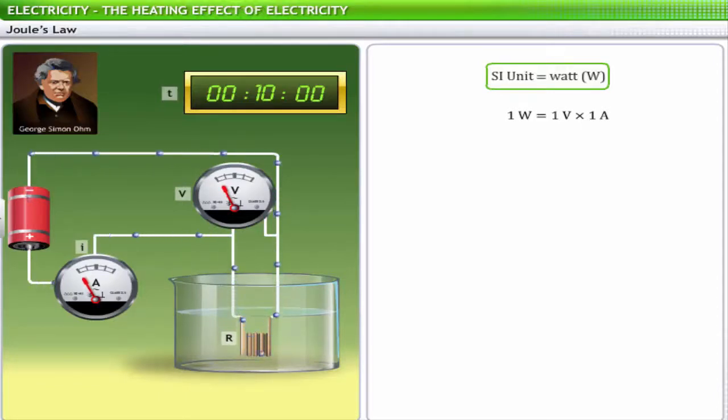As watt is a small unit, for commercial purposes, we use a bigger unit, kilowatt. A kilowatt is equal to 1000 watts. According to the definition of power, energy can be represented as the product of power and time. For commercial purposes, the unit of electric energy is kilowatt hour, denoted by kWh.